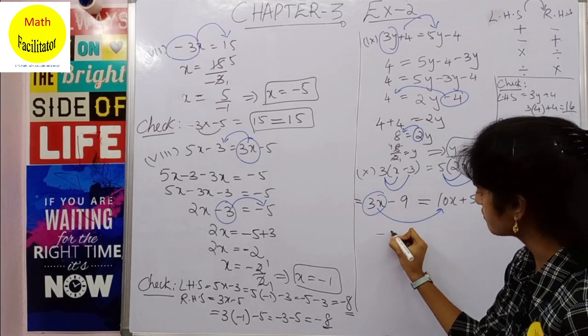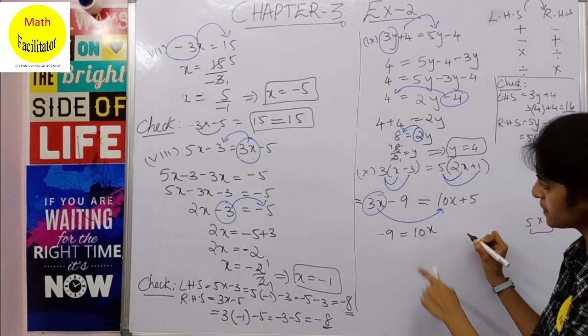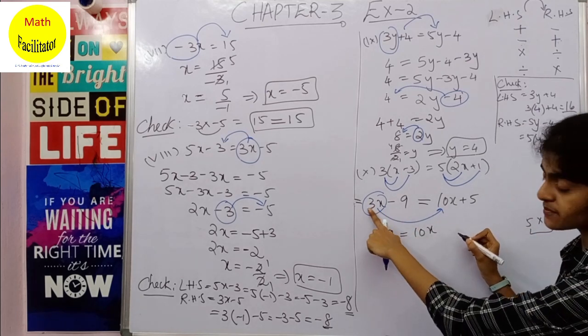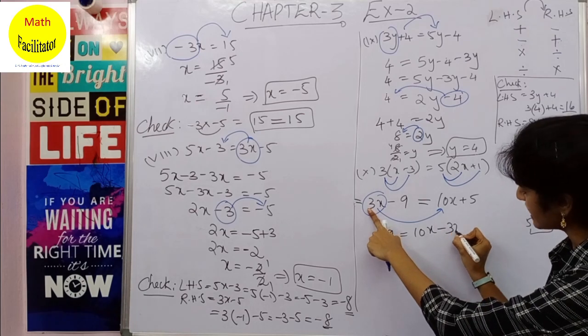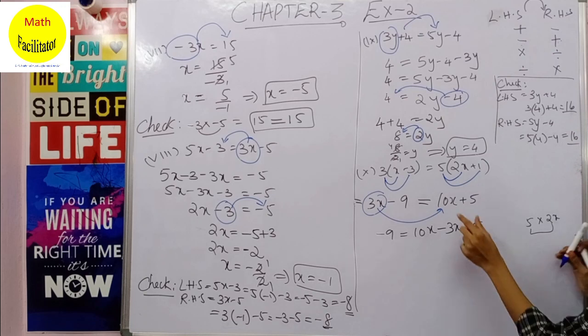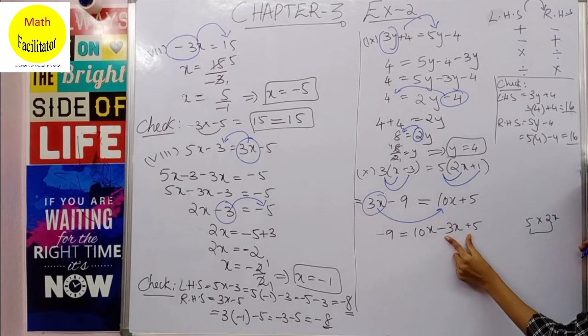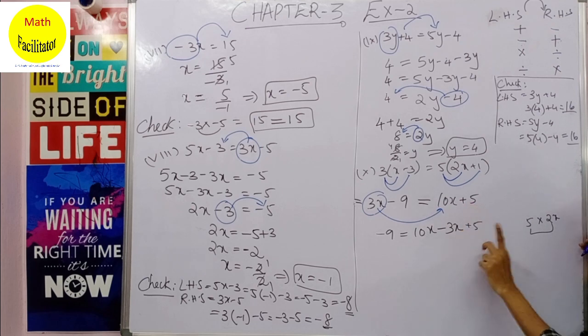Okay, so I have minus 9 here left over. So this is 10x. Let me write 3x here itself. So this is plus 3x, so it becomes minus 3x. Okay, and I have plus 5 here. Understood? So I am writing 10x and I am bringing 3x to this side, so it becomes minus 3x and I have 5 here. So I am writing 5.